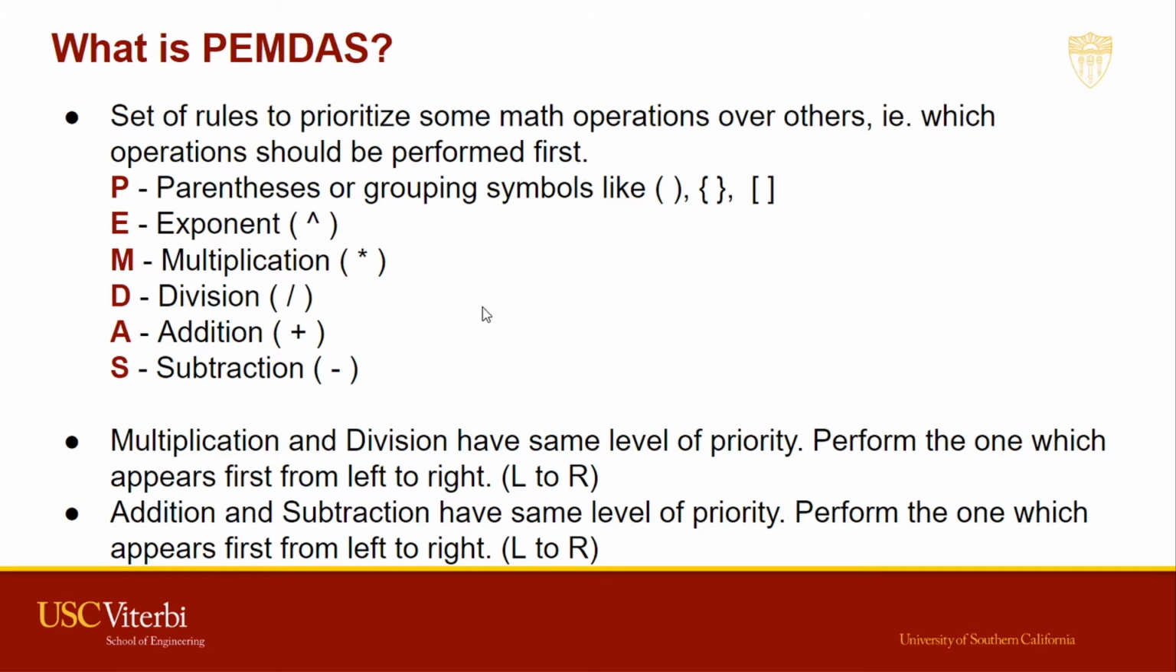In addition, multiplication and division have the same level of priority. That is, they are on the same level. They can be performed in either sequence. It depends on which one appears first. That is, we perform the one which appears from left to right. Similar is the case with addition and subtraction. They also have the same level of priority, and we perform whichever appears first from left to right.